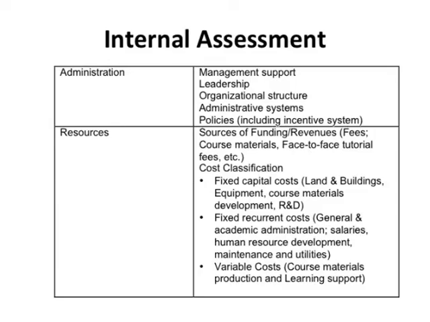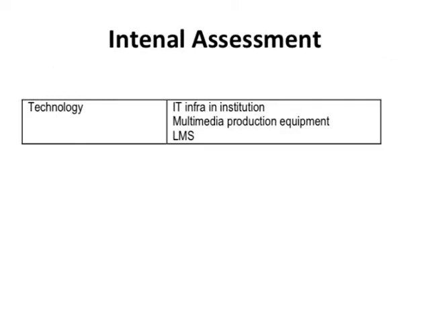And then the costs, there are different costs, as I've said, like there are fixed costs, fixed recurrent costs, and of course the variable costs like course materials and learning support. And of course there's technology. How is the status of the infrastructure in terms of IT in our institution? Do we have multimedia production equipment? Do we have access to an LMS? Things like those. And then of course we match that with the things that are happening in the environment.